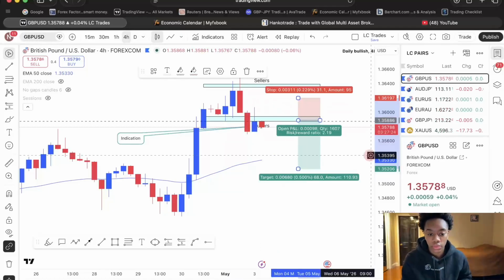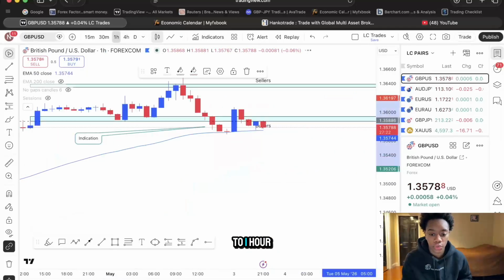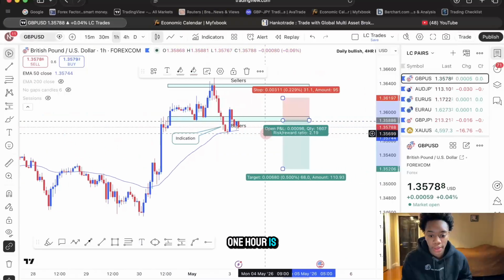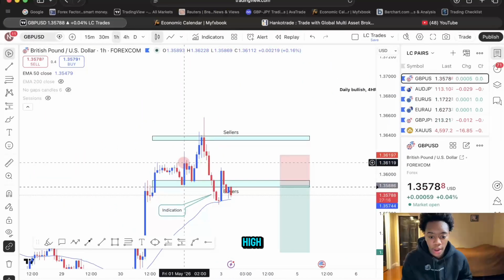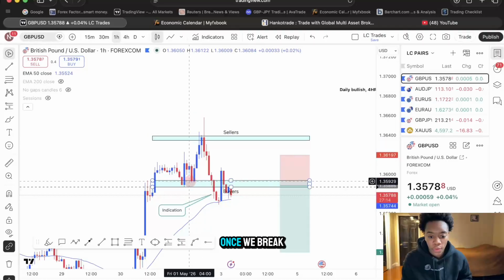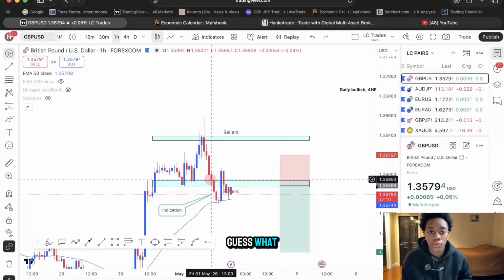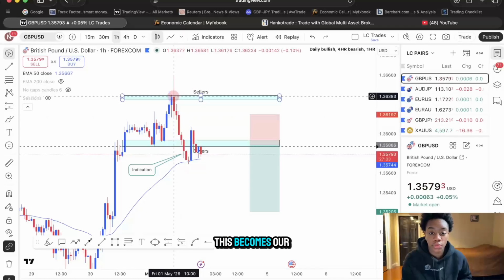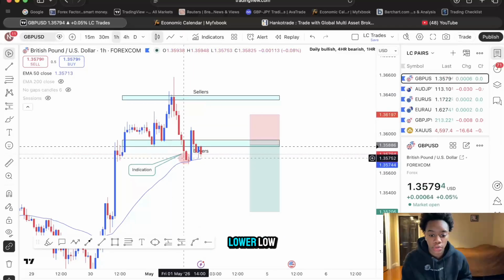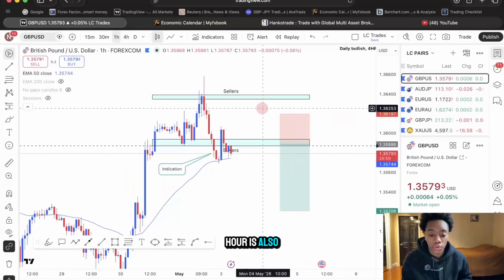Before I break it down, go to the 1 hour. 1 hour is also bearish. We have a higher low, higher high, higher low, higher high. Once we break this higher low right here with the candlestick, guess what? We are reversing. We are now in a different trend. This is now bearish. So this becomes our lower high right here, and there's our lower low. So the 1 hour is also bearish.